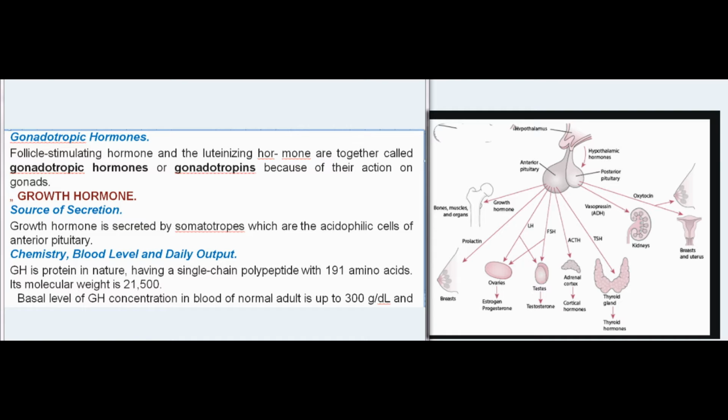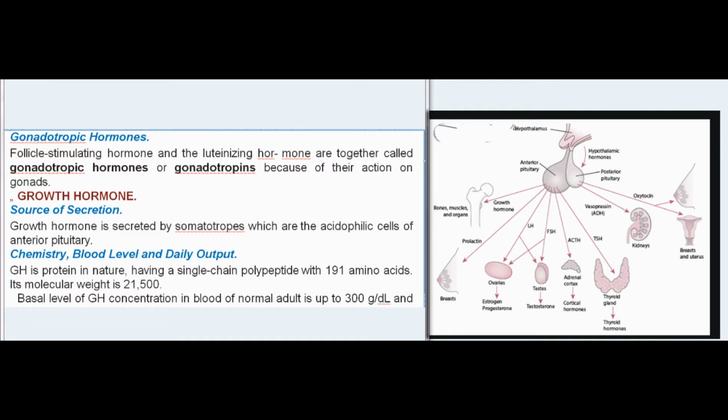Growth hormone. Source of secretion. Growth hormone is secreted by somatotropes, which are the acidophilic cells of anterior pituitary. Chemistry, blood level and daily output.